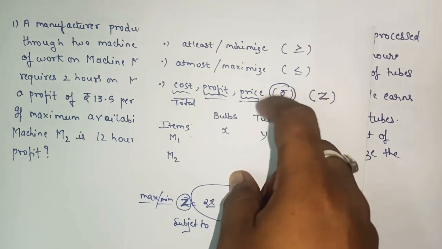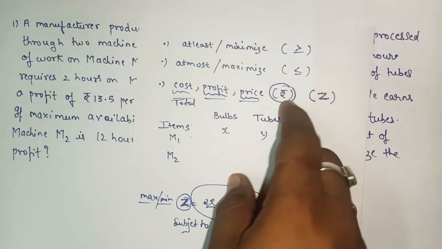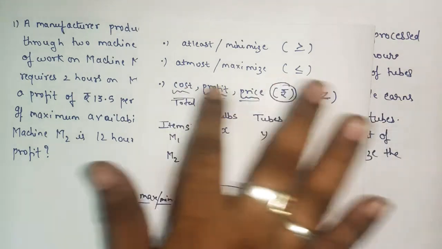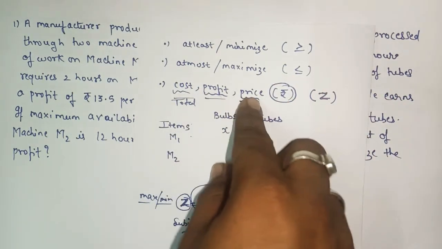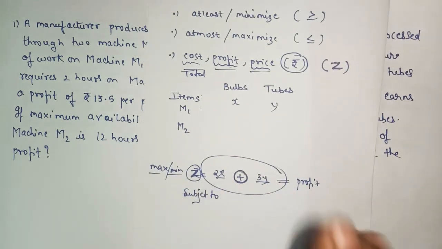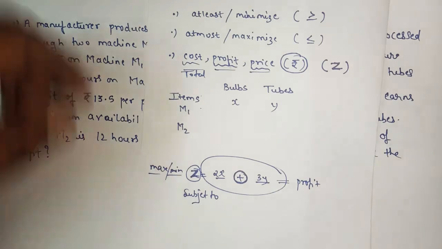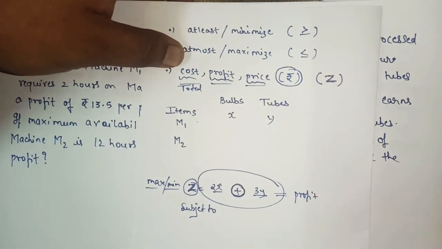Sometimes the unit rupees will not be mentioned in the question. Still, from that sentence, that statement, you will get the value of Z. In this way you have to frame the value of Z. Now after that, how to frame the equation here?